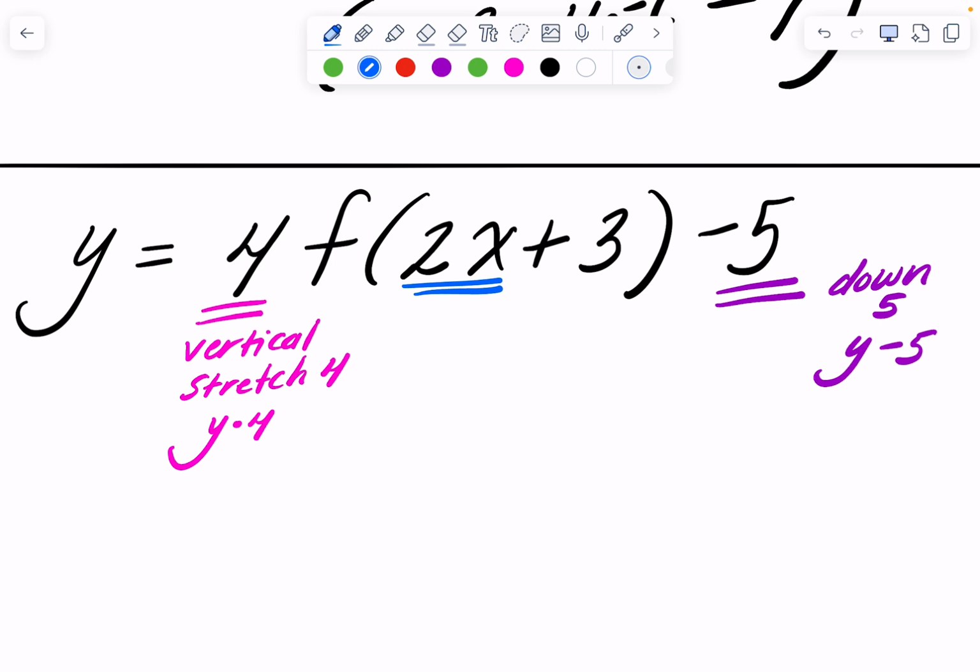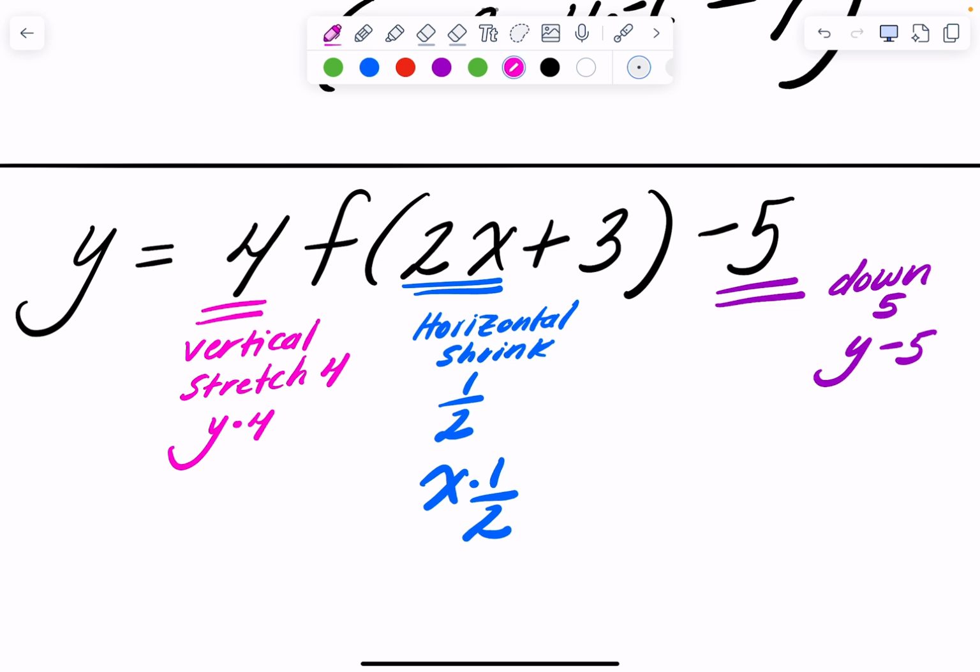It's actually reciprocated. So you would say it's a horizontal shrink, or you could say horizontal compression, or you could say horizontal scale. You know what I mean? It doesn't really matter what word you use. Horizontal shrink of 1/2. So we're going to be timesing our x's by 1/2.